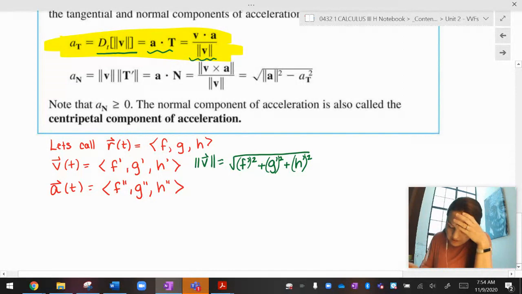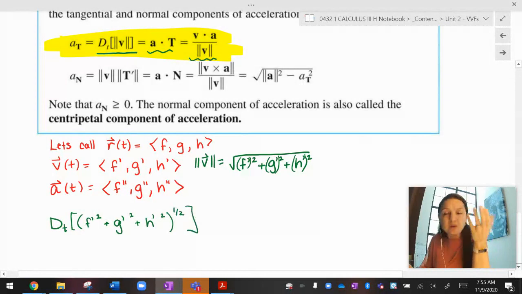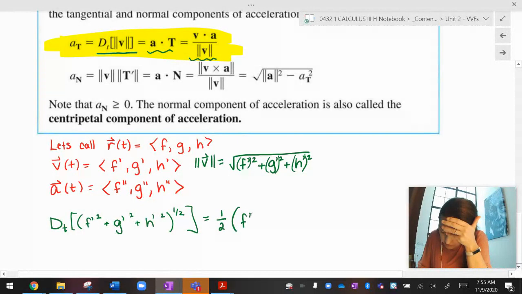Okay, and I want to take the derivative of that. So d/dt of (f prime squared plus g prime squared plus h prime squared) to the 1/2, because the square root would be the 1/2 power. If I take the derivative of that, I'm going to need the chain rule. So I am going to bring down the power, keep the inside.